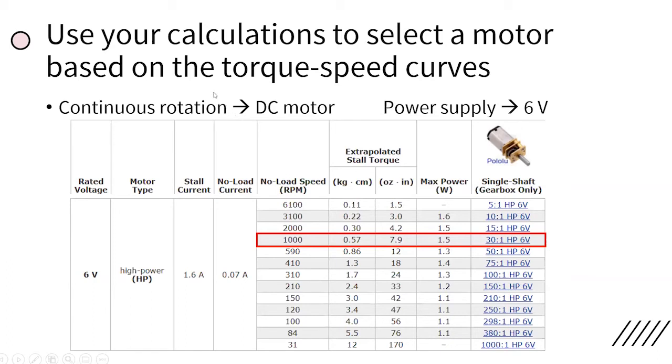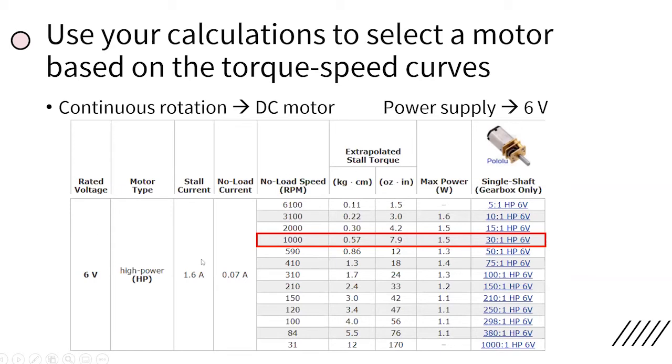So we're looking at a continuous rotation application. As we discussed before, that's going to be ideal for a DC motor setup. And then for this context, we're going to be using a power supply of 6 volts, which is relatively standard. In general, you're going to start looking at the specs of the motors provided by the vendor. You'll be given the rated voltage, the no load speed, and the stall torque, and those are going to be the main ones you're concerned with.